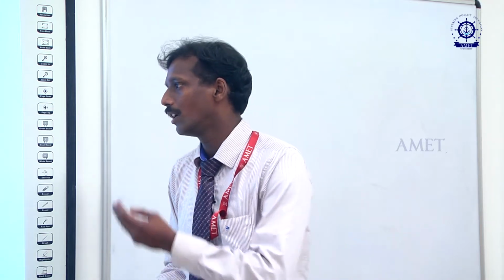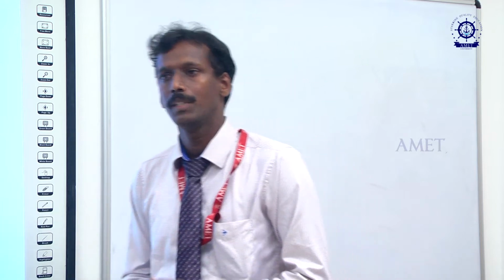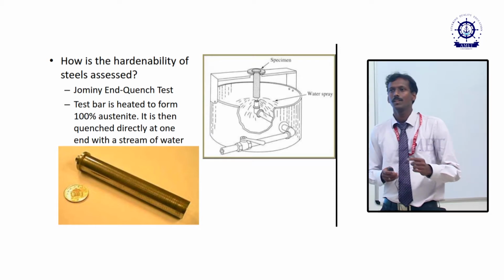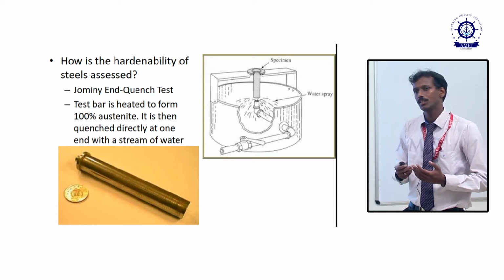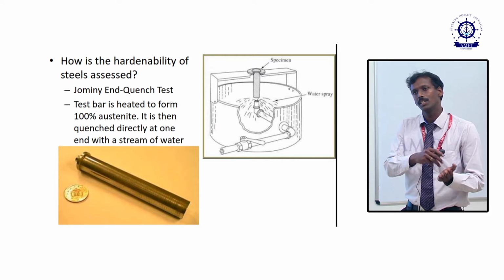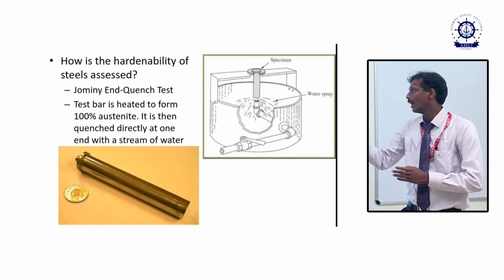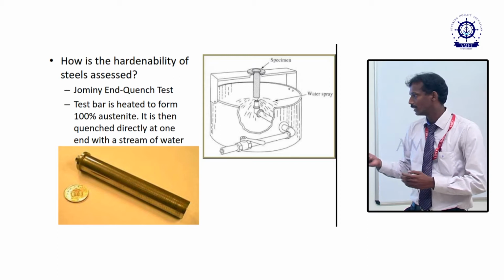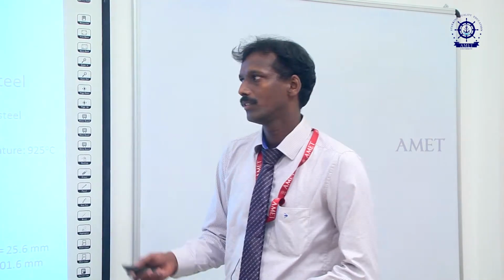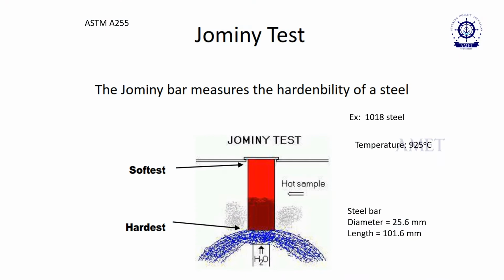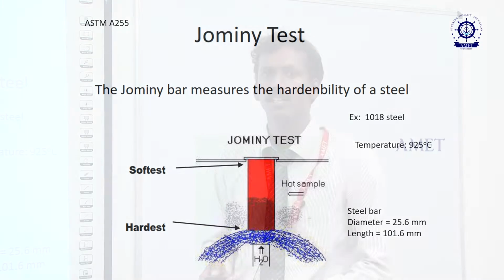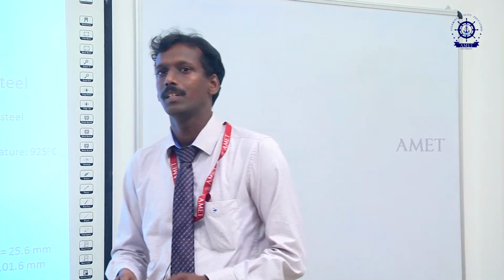The Jominy end quench test was developed by Jominy and Boegehold, in the year 1938, and it was standardized by ASTM. In the Jominy end quench test, we have a bar that we heat until it transforms to 100% austenite, and then quench it directly with a stream of water. This is the setup for the Jominy end quench, under ASTM standard A255. ASTM means American Society for Testing Materials.